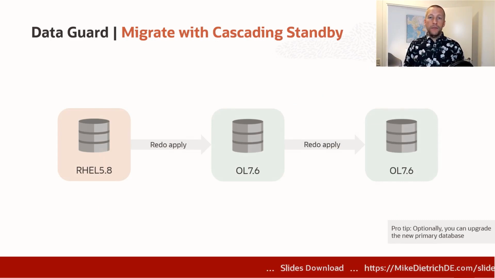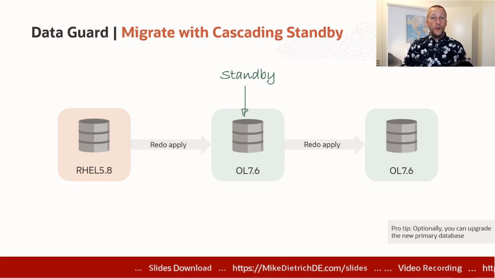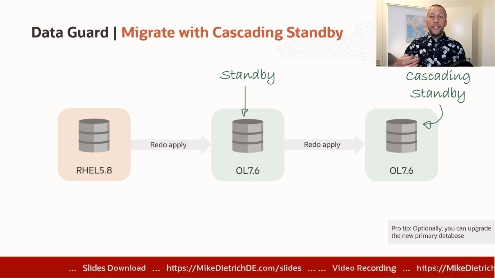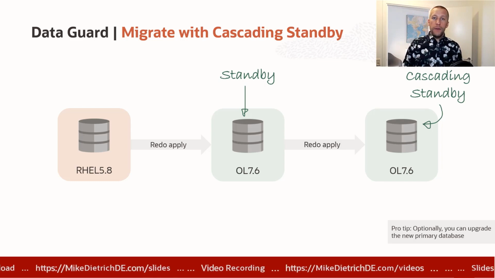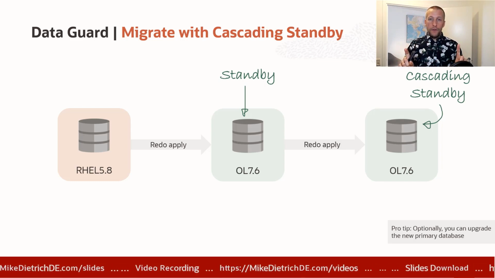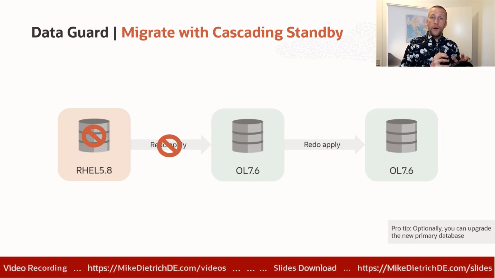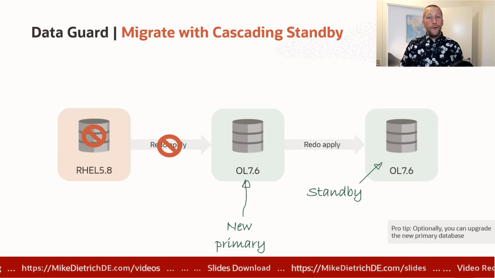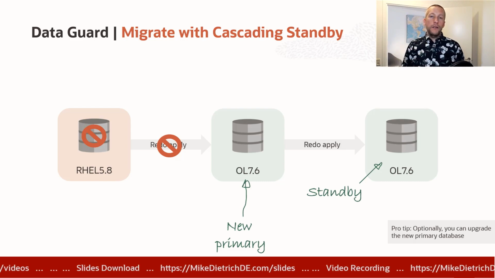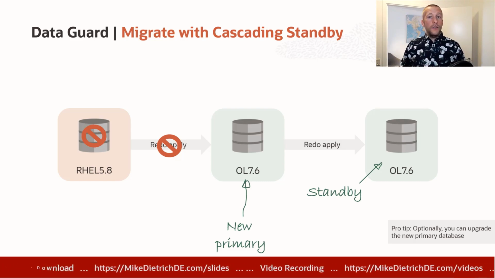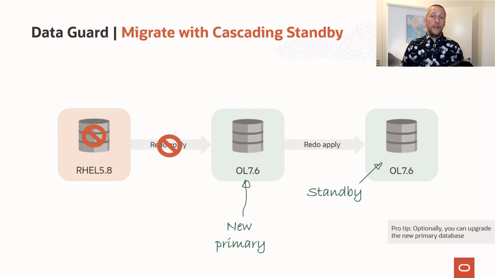cascading standbys. To use this approach, you build first a regular standby database on your new hardware. You then build an additional standby database, a cascading standby, but you connect that to the other standby database, not the primary. When it's time to complete the migration, you stop the synchronization from the old database, and the first standby now becomes the new primary, and the second standby is now a regular standby database. So by using this approach, you can ensure that your database is protected by DataGuard from the second that you do the migration.